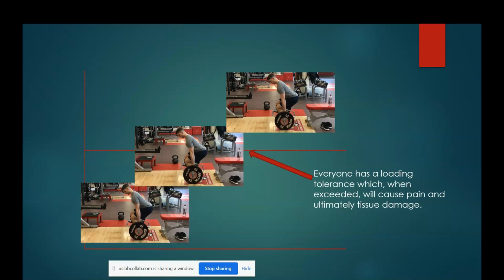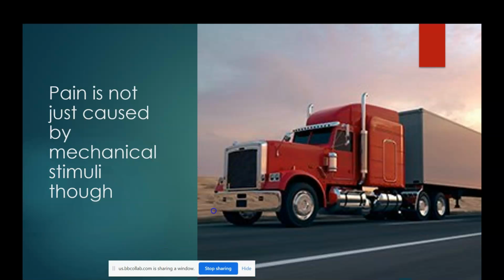And the threshold, again, gets lowered if somebody's already in pain. So imagine if normally I could lift 500 pain-free, but then I ended up hurting myself. Now I might experience pain when I'm lifting something much lighter, like 300 pounds.